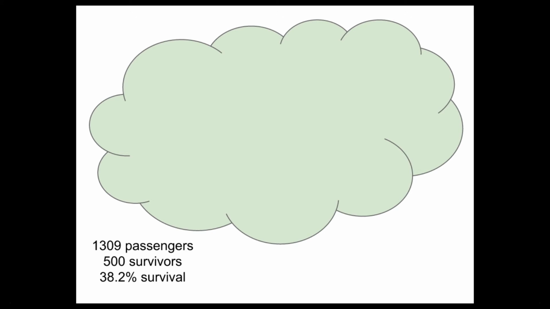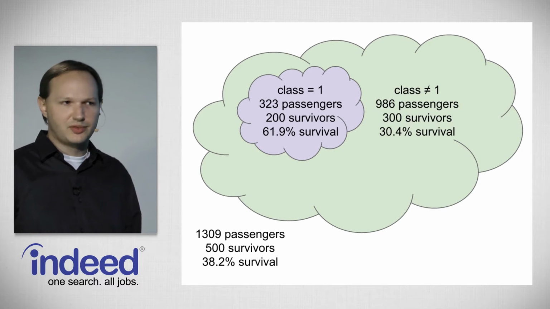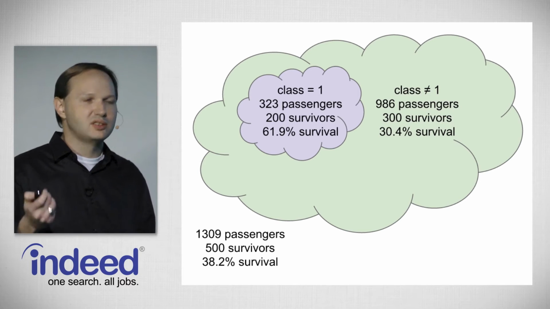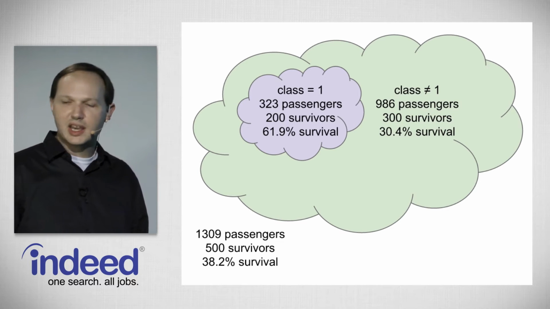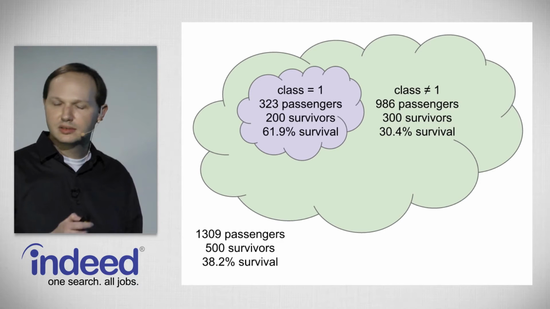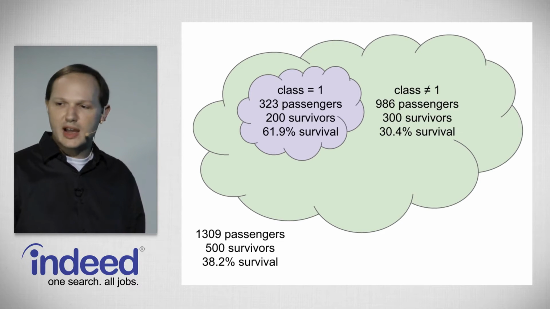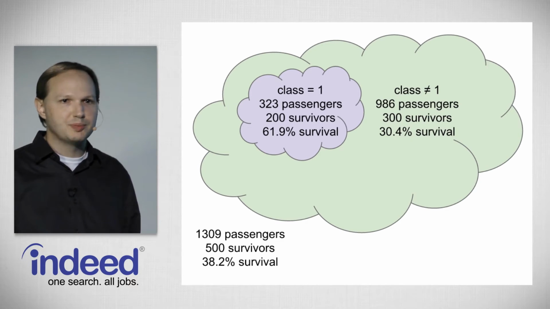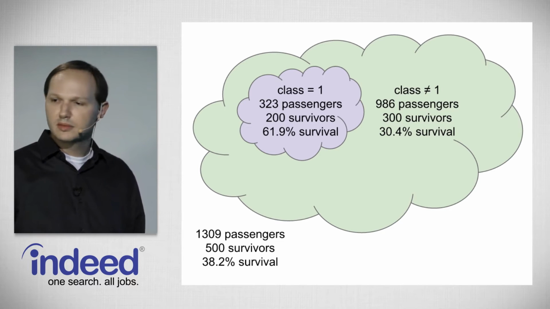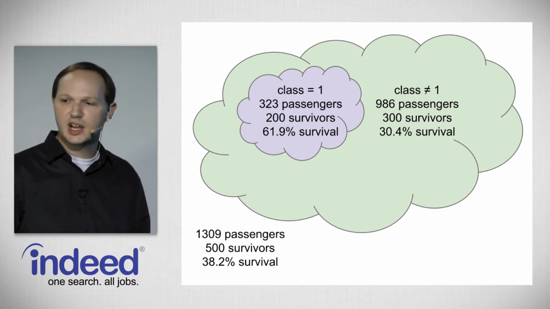1,300 passengers, 500 survivors. First, let's look at the first class passengers. There were 323 of these passengers. 200 of them survived. It's a 62% survival rate. That's much better than the global average. We can easily get statistics for everyone who wasn't in first class. We just subtract these numbers from the total. And in that case, you only had a 30% survival rate, much lower than the general average, and a pretty big difference between these 2 groups. So maybe this would be the first thing you would want to consider when predicting who would survive.